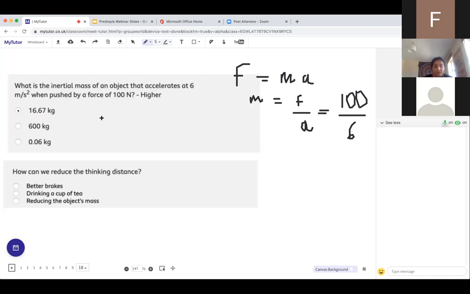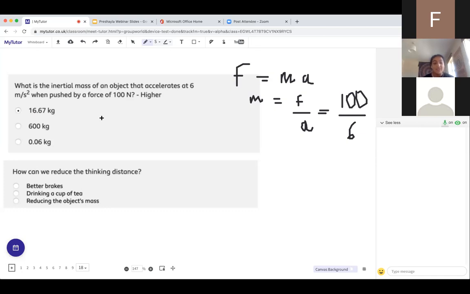Better brakes would improve the condition of the car, so we'd therefore be able to reduce the braking distance. Reducing the object's mass will allow it to brake quicker, but for the thinking distance, the only thing that affects us as a person is drinking a cup of tea.